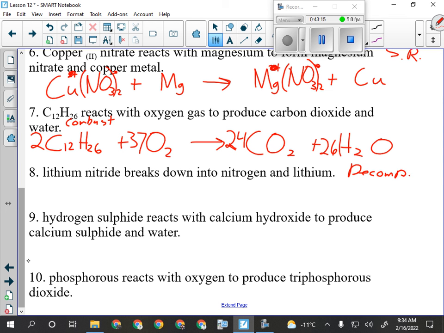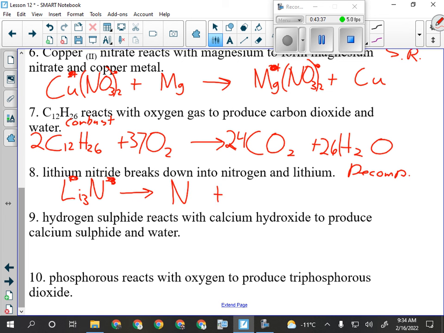All right, it's a decomposition reaction. Lithium nitride is the thing that's breaking down. So lithium is a +1. Nitride is a -3. So when I drop and swap, that is my reactant, Li3N. And it's going to break down into nitrogen and lithium.